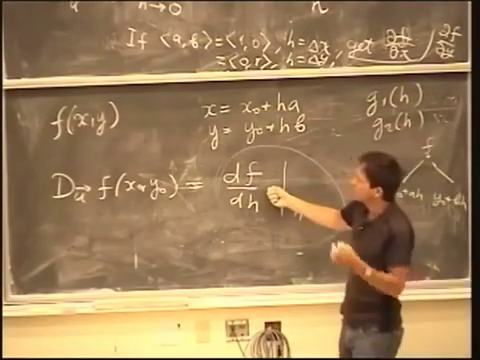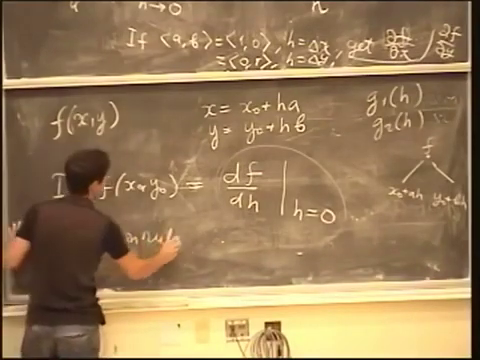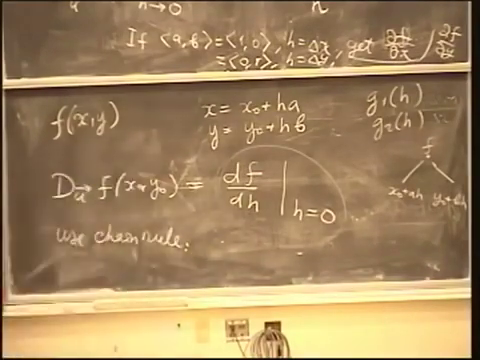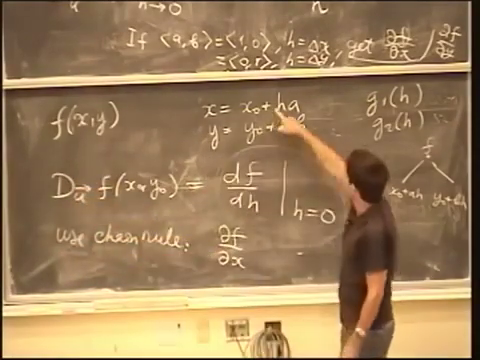This ratio can be considered as a derivative of this composition of functions at h equals 0. But now I can calculate this derivative by using the chain rule. Right? So I use the chain rule. So what do I get? I have to get, which is just this formula. So I just get df/dx times dx/dh. What is dx/dh?